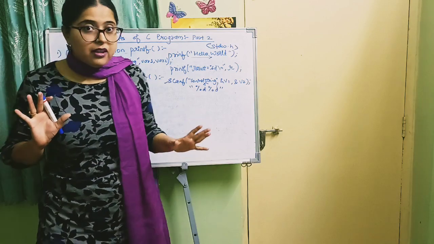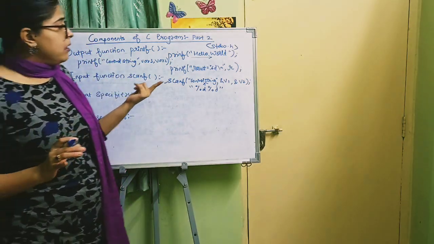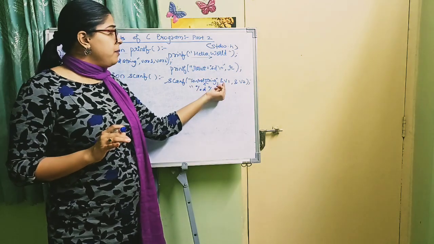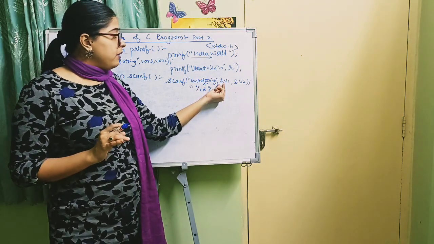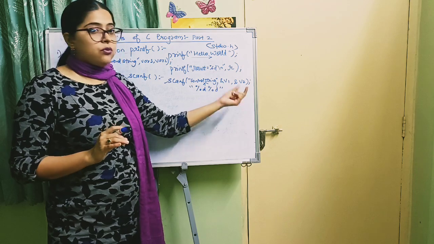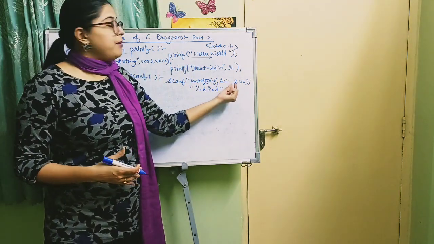Okay, now here the variable is always preceded by an ampersand sign. You can see here &v1 comma &v2. So whatever variables we are using are preceded by ampersands.